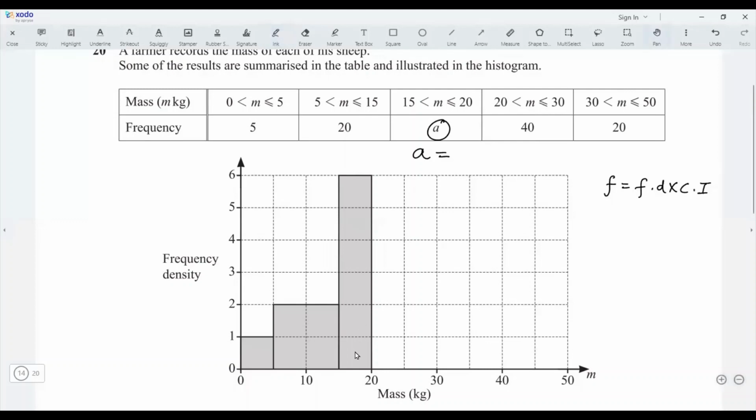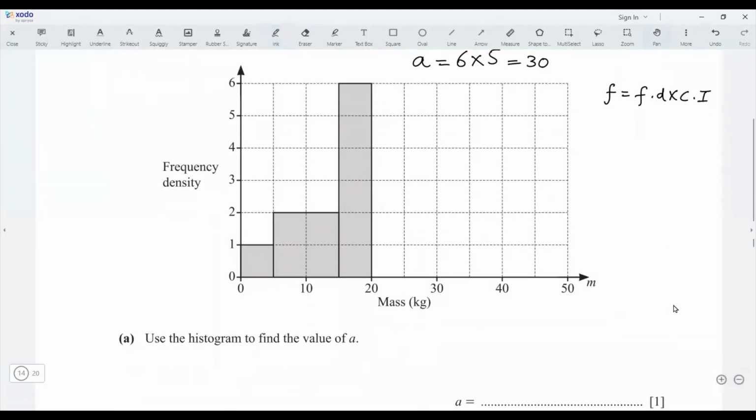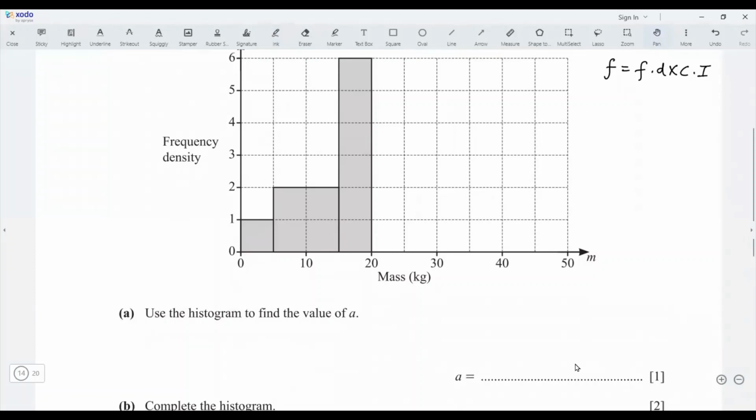The region is 15 till 20, which is this one. So what is the frequency density? The frequency density for it is 6, times the interval. The interval from 15 till 20 is 5. So 6 times 5 is 30. You can do it in mental maths. There is no need to write any working because it is only one number. You can do it directly as well.